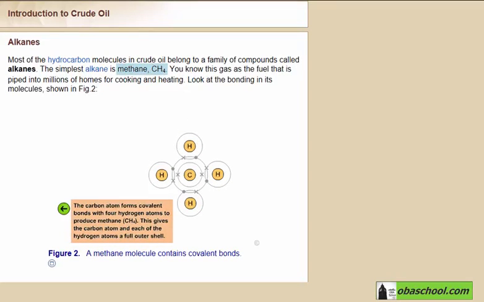So the carbon atom will form 4 bonds with 4 hydrogen atoms, 1 bond with each hydrogen atom. A covalent bond is a share of 2 electrons, so these are the 2 electrons that are shared between the carbon and each of the hydrogen atoms. So the carbon atom forms covalent bonds with 4 hydrogen atoms to produce methane, CH4. This gives the carbon atom and each of the hydrogen atoms a full outer shell. So now carbon has 8 outer electrons and hydrogen has 2 outer electrons. So this is an illustration of the bonding in methane.